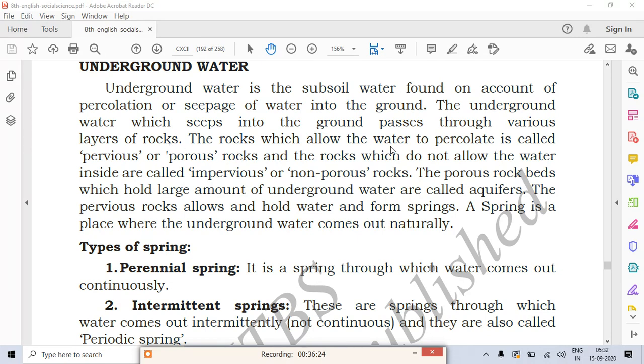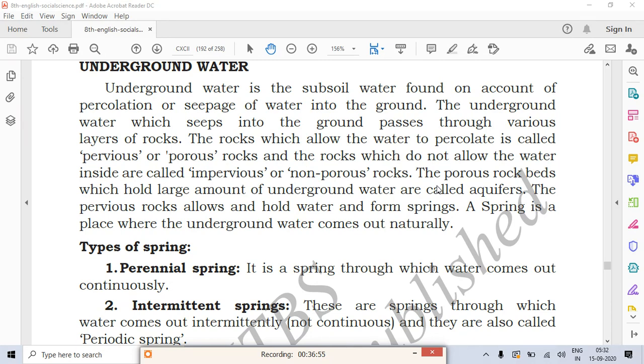The rocks which allow the water to percolate are called pervious or porous rocks. Some of the rocks will allow the water to go inside, to percolate, and those rocks are called pervious or porous rocks. And the rocks which do not allow the water inside are called impervious or non-porous rocks. Just opposite, you have to write impervious or non-porous: they will not allow the water inside.